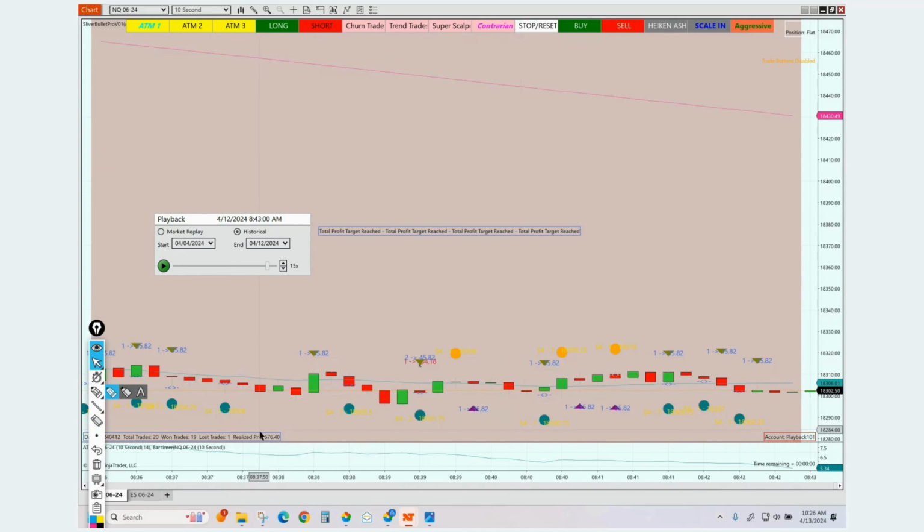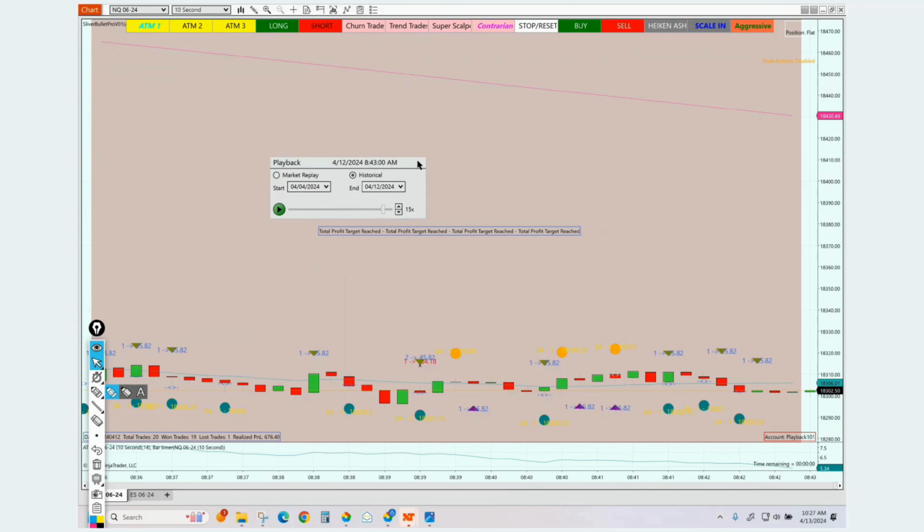Regardless, if you remember, we had set the profit goal of $650. So now this realized PNL exceeded $650. So the trading has stopped. So total profit reached target. This is the message you get here. And I must change the color to make it more visible. Trading button disabled. Here you see trading button disabled.